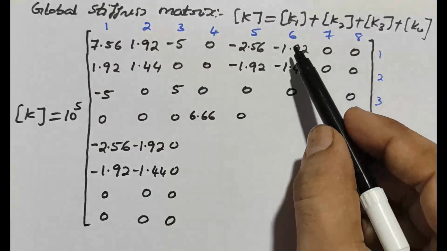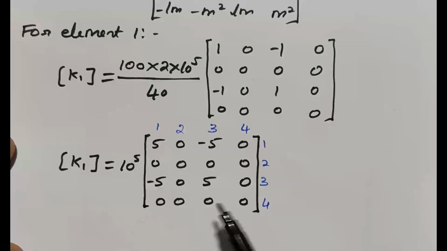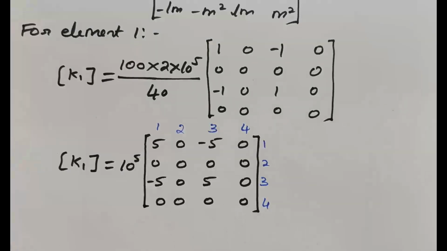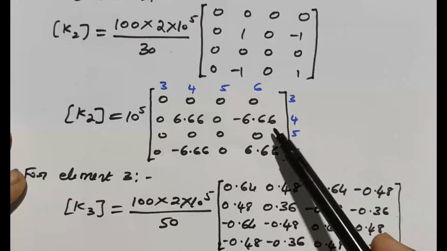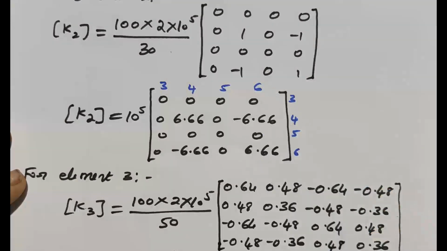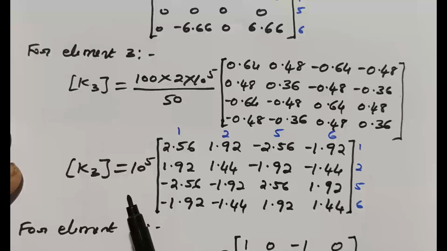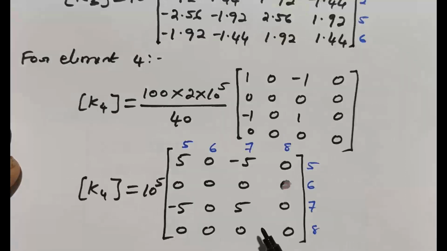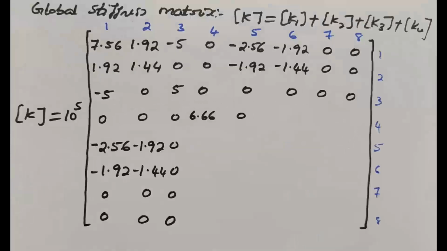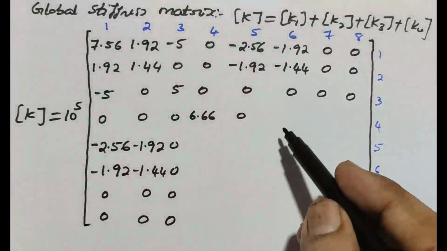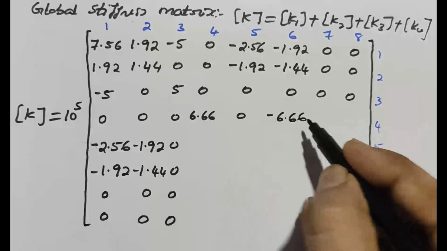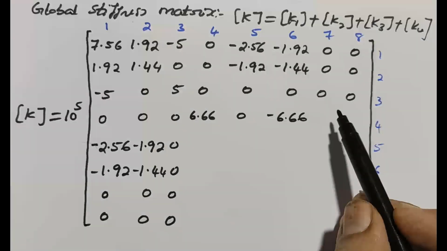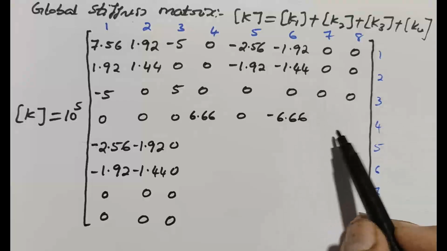Next, we need the element corresponding to 6 and 4. In K1, we don't have any element corresponding to 6 and 4. In K2, we have the element corresponding to 6 and 4. It is minus 6.66. In K3 and K4, we don't have any element corresponding to 6 and 4. Therefore, the element corresponding to 6 and 4 is minus 6.66.